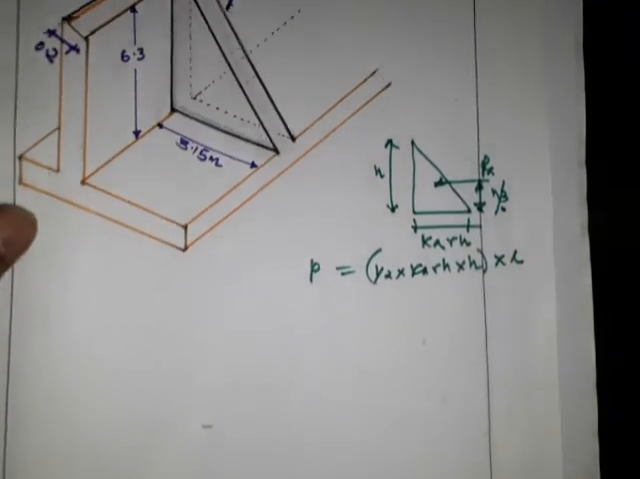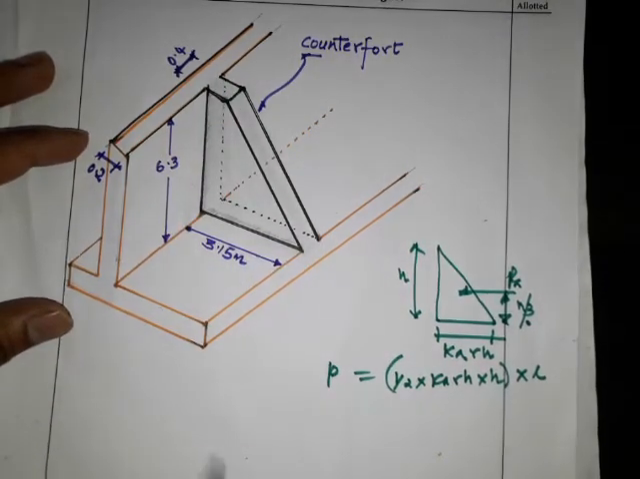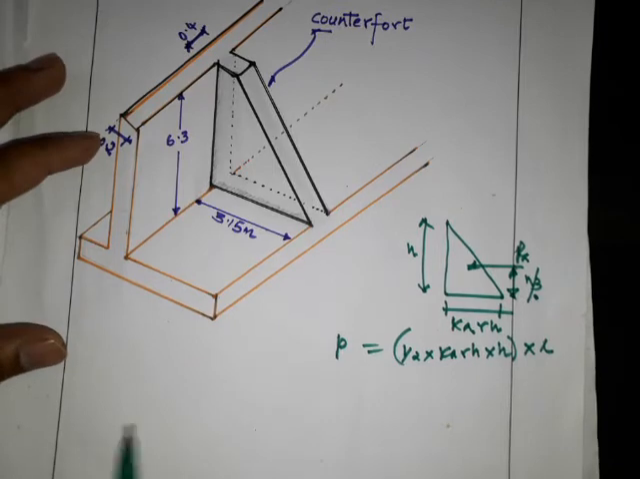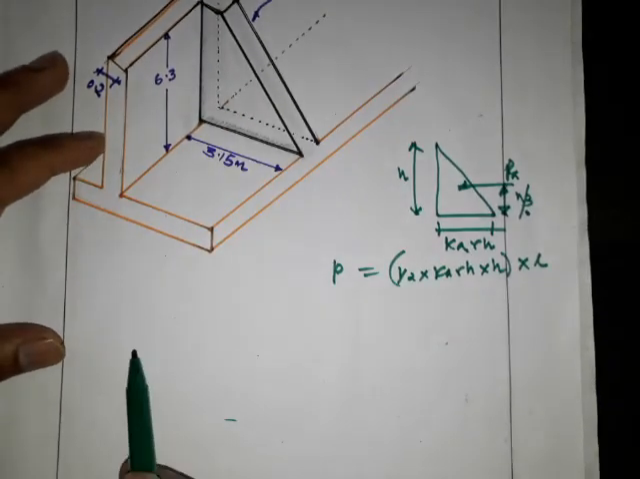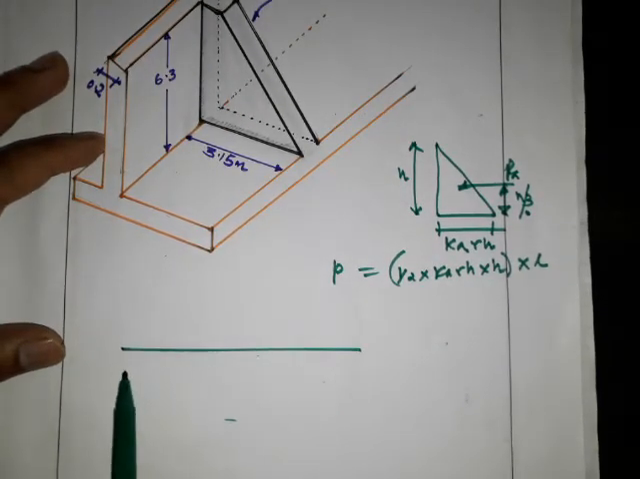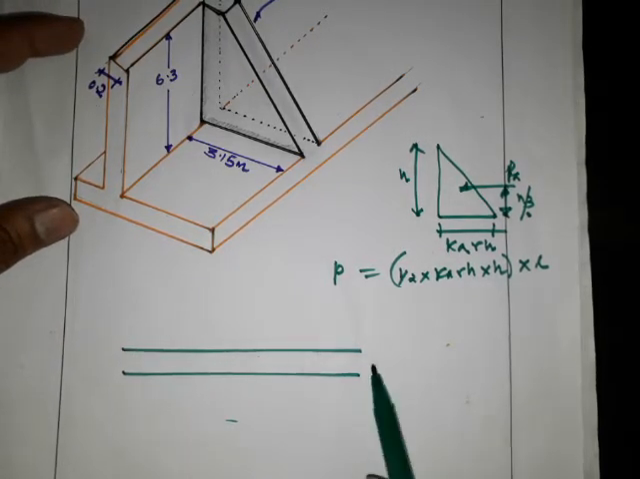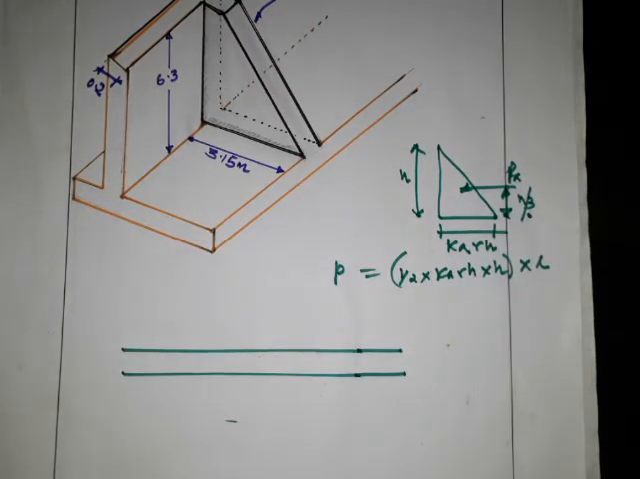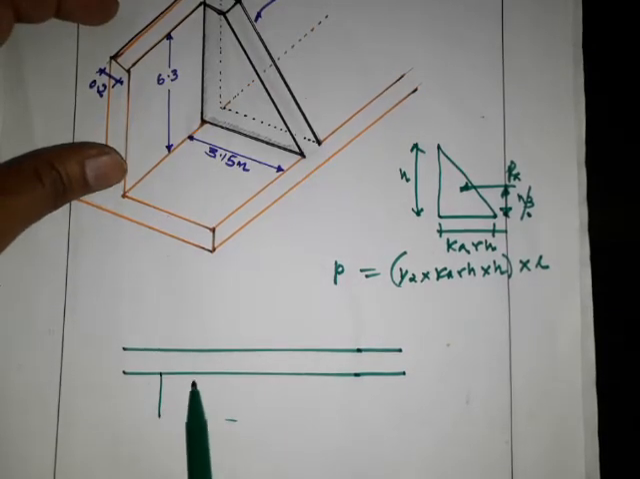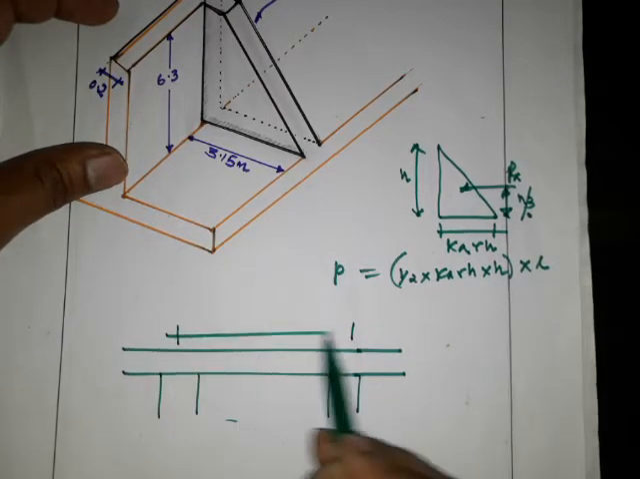Okay, now this part will act as a T beam or a T beam slab assembly. So I'll just try to explain here. Okay, so we have this upright slab, you have to imagine here, and here we have the counterforts like this, and this distance is 3 meter.